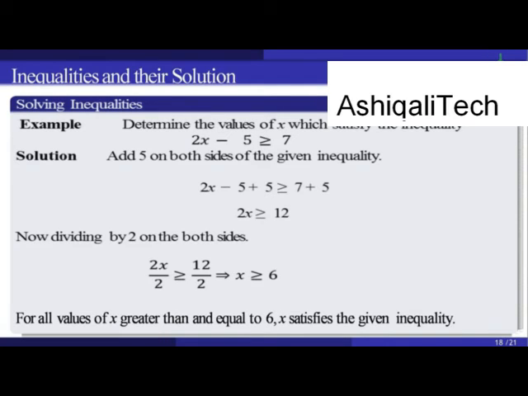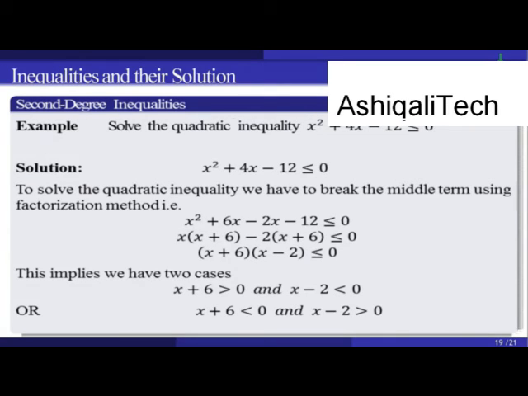Dear students, you can check by putting x is equal to 7, for example, in this inequality. You will see that the inequality is satisfied. Dear students, now we solve second degree inequalities.